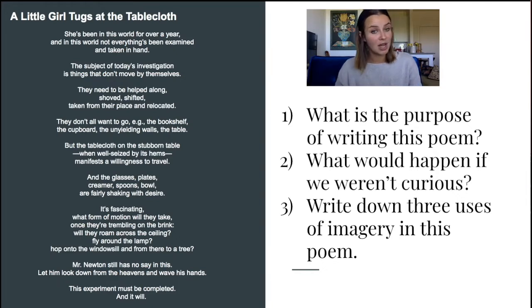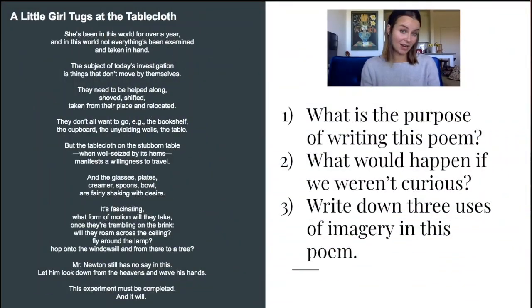Number 3, write down 3 uses of imagery in this poem. So imagery was the figurative device that we learned yesterday. In this poem, I see a lot of figurative devices. I see an allusion to Mr. Newton. I see personification, which we're going to learn later in this video. And I also see some solid imagery. So if you wrote down anything that is appealing to the senses, and in this poem it appears to be mostly sight, then that would count as something that shows imagery, aka well seized.